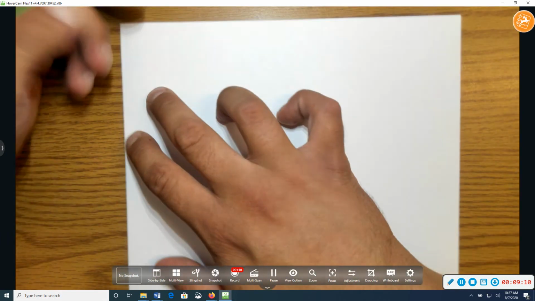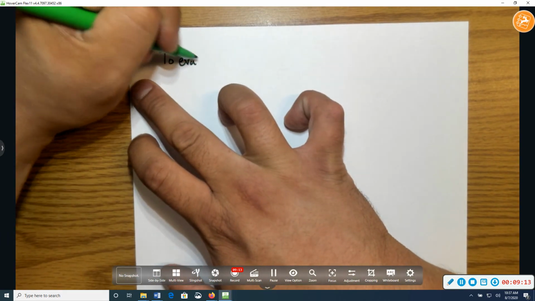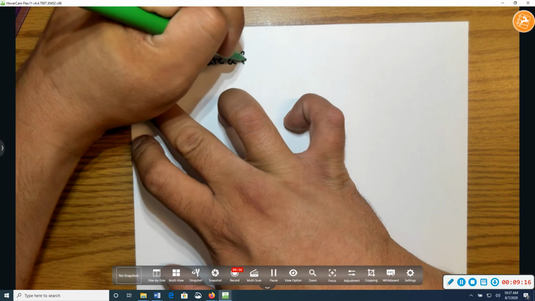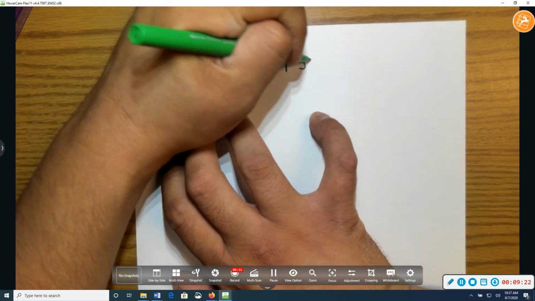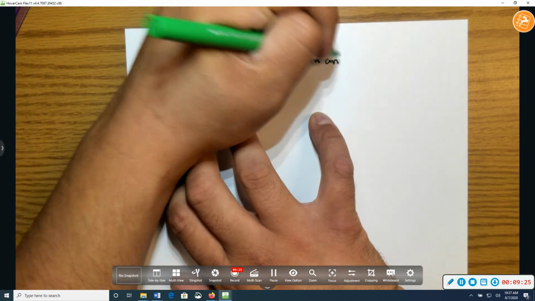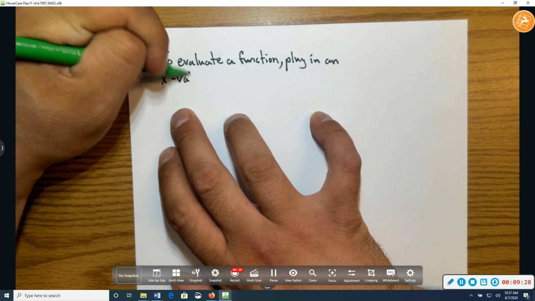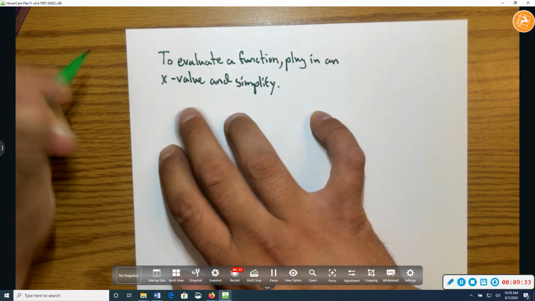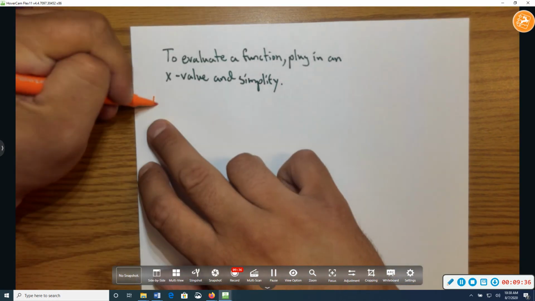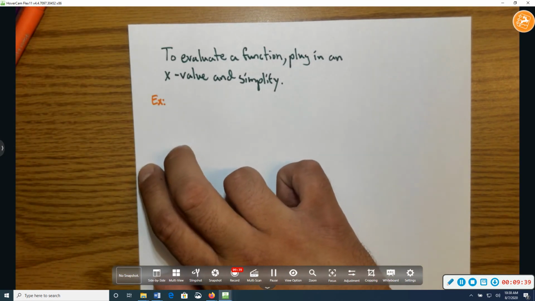and talk about how to evaluate functions. Well, evaluating functions is just really plugging in a value for an x and simplifying. That's all that evaluating means. So to evaluate a function, plug in an x value, and simplify. That's all that evaluate means. So let's take a look at an example here.